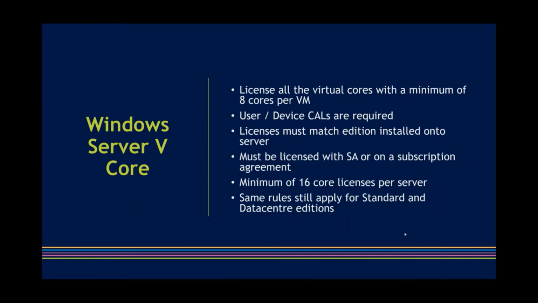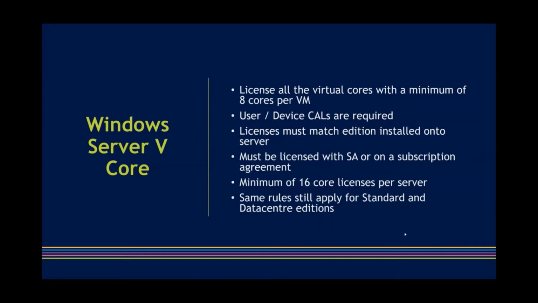Introduced from the 1st of October, Microsoft have announced that Windows Server can now be licensed based on the virtual cores, alternatively to licensing this on the physical cores. For this, you'll need to license all the virtual cores on the server with a minimum of 8 cores per VM. This method still requires user and device counts. Licenses must match the edition installed onto the server, and it must be licensed with SA or on a CSP software subscription. And there is still the same rule of the minimum of 16 core licenses per server.